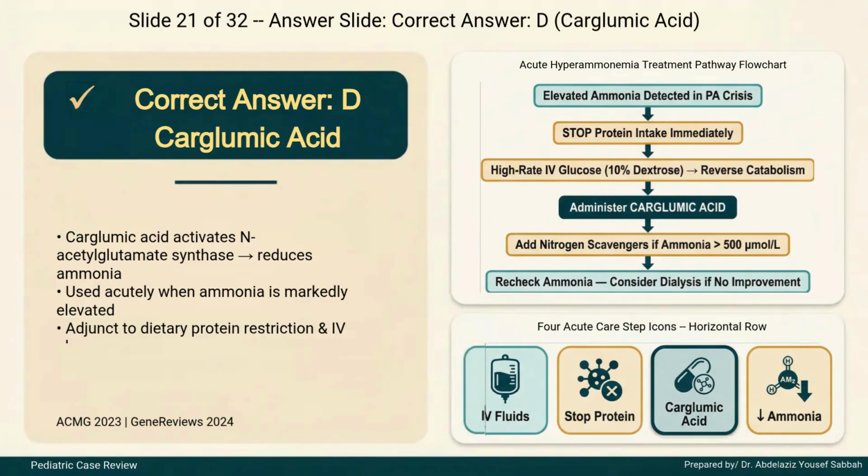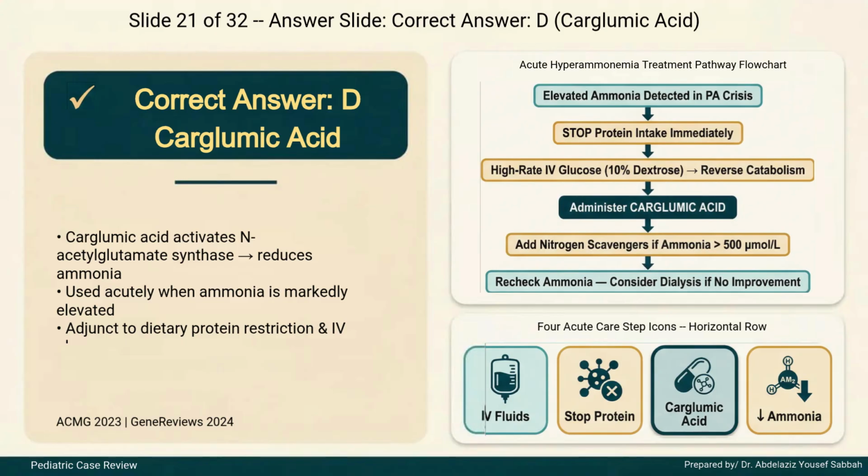Carglumic acid activates N-acetyl glutamate synthase, which stimulates the urea cycle and reduces ammonia levels. It is used acutely when ammonia is markedly elevated in organic acidemias like propionic acidemia. The acute treatment pathway starts with stopping protein intake immediately, then initiating high-rate intravenous glucose with 10% dextrose to reverse catabolism, then administering carglumic acid.